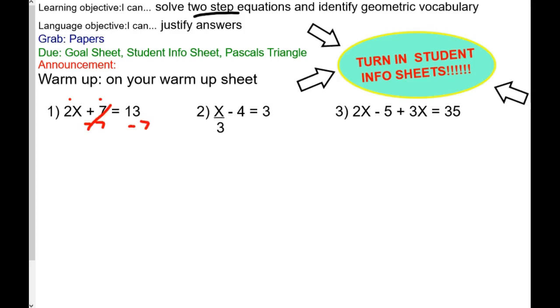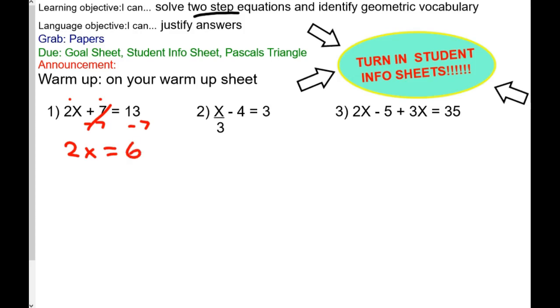cancel it out. Again, I'm modeling, not for fun, to show you what I expect you to show me for work, okay? If you go straight to the answer, you might have done it in your head, you might not have. The only way I know what you're doing is if you show your work, okay? So let's bring down 2x. Let's bring down equals. What is 13 minus 7? 6, right? All right, last step.